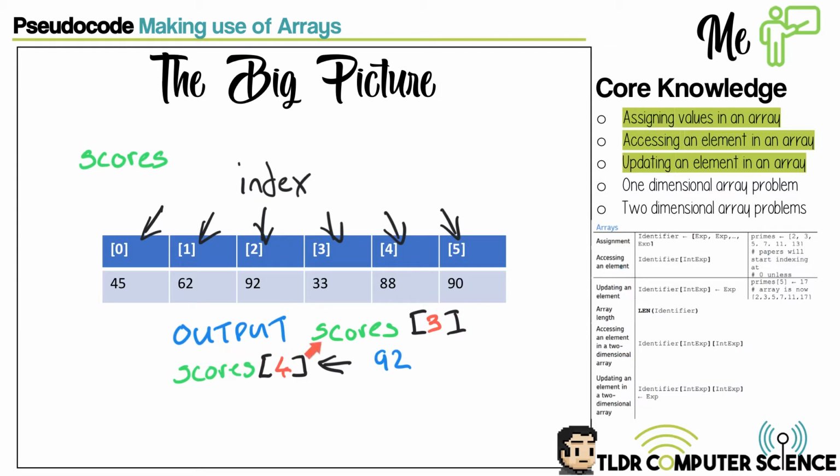This is how you access an element. This is how you update the value in an array.